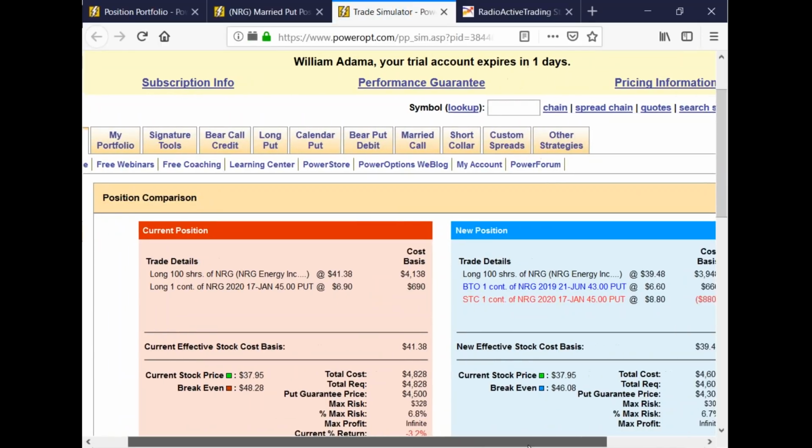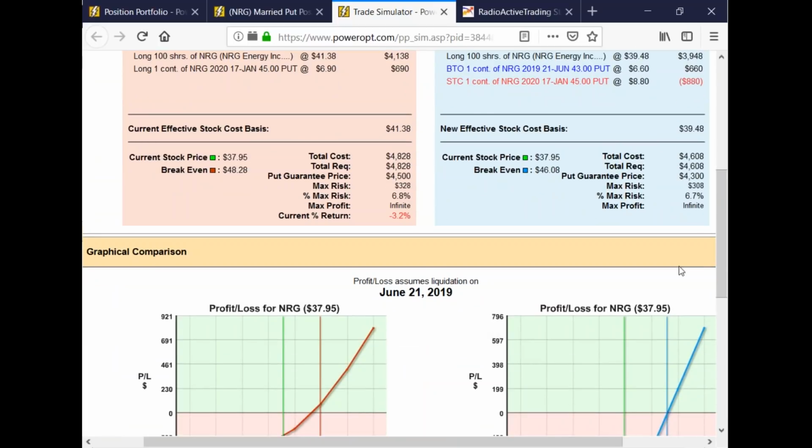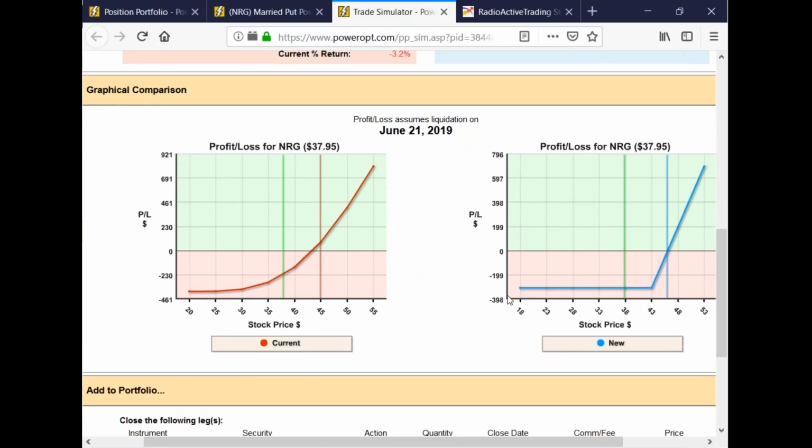And then again, the side-by-side comparison looks very similar. It's still a married put position with about a 6.5, 6.6% risk, but I'm also now at the 43 strike instead of the 45. So if this recovers and moves back up to 40 or 41, I can sell a call at a lower strike that makes sense without creating a position that could lose two ways, which would happen if I sold a call now.